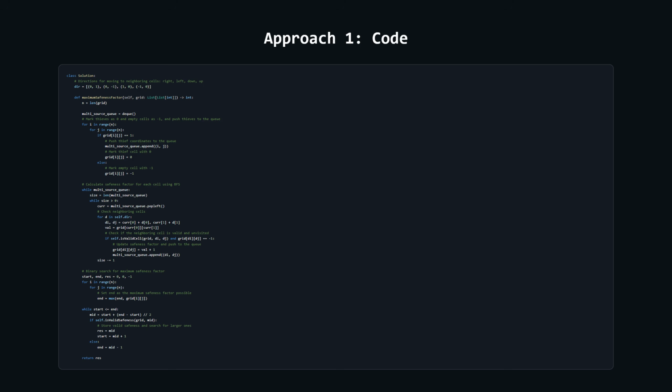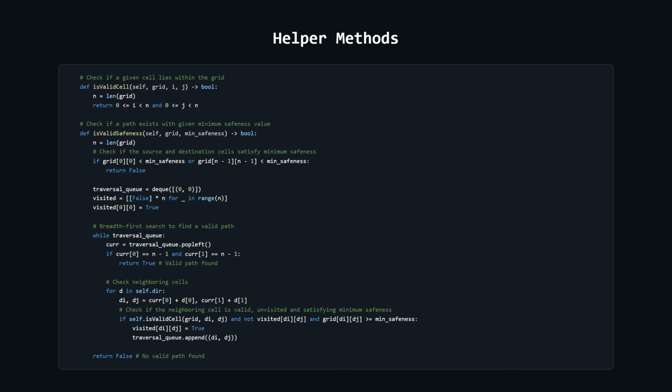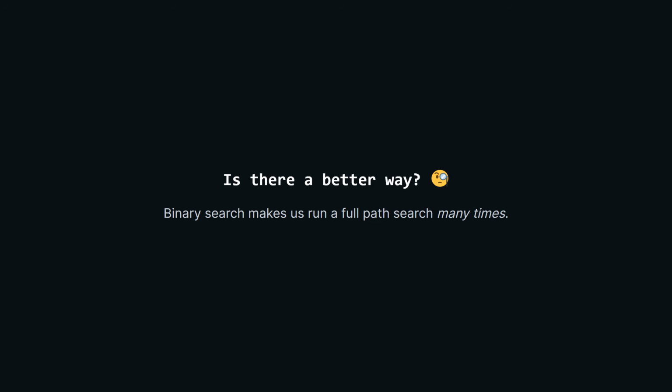Here is the first part of the Python code for this approach. First, we do the multi-source breadth-first search to fill the grid with distances. Then we set up our binary search. And here are the helper functions. The bottom one is where we actually check if a path exists for our current guess using a standard breadth-first search. This binary search method works great, but it feels a little repetitive.